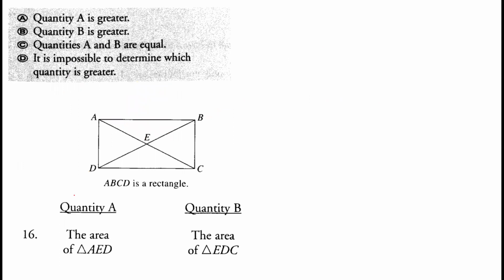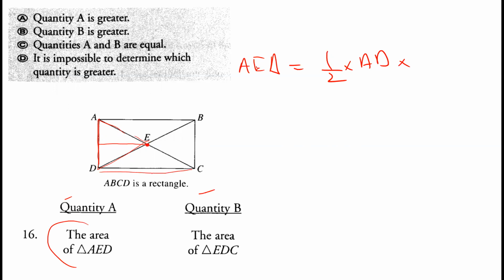Now we need to find out which quantity is greater. ABCD is a rectangle. And the area of triangle AED. So AED area would be half into base. So let's suppose the base is AD. Multiply by height. So E is in the midpoint. So the height would be the midpoint of D and C, or we can say DC divided by 2. So this length would be half of DC. So the area of AED is half into 1 upon 4 into AD into DC.